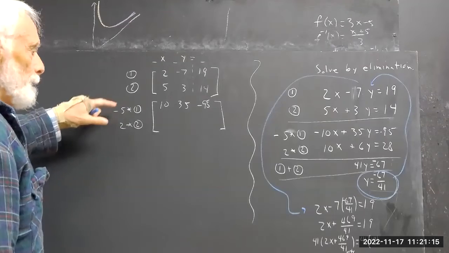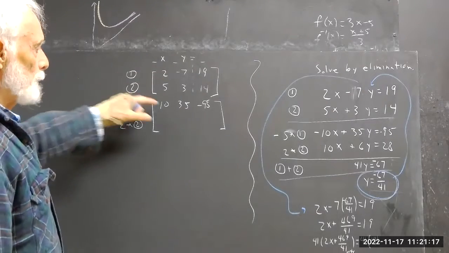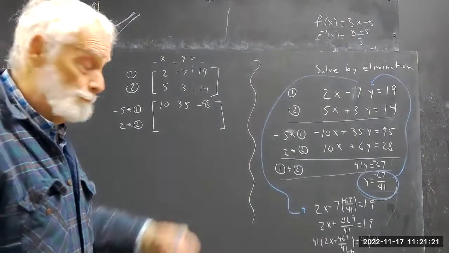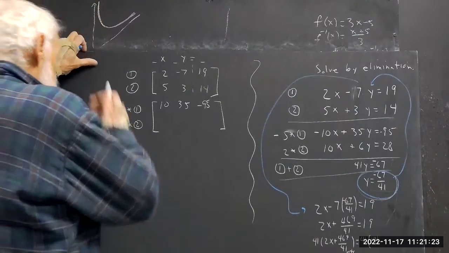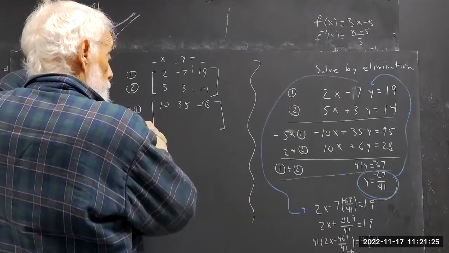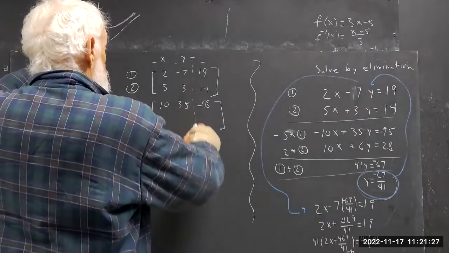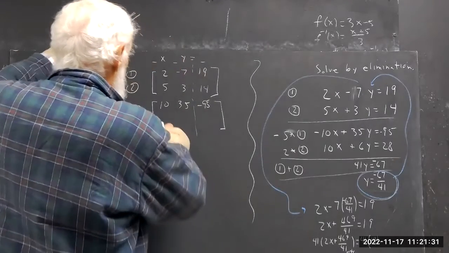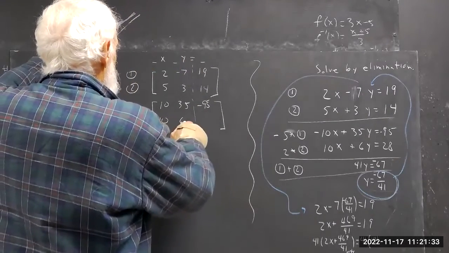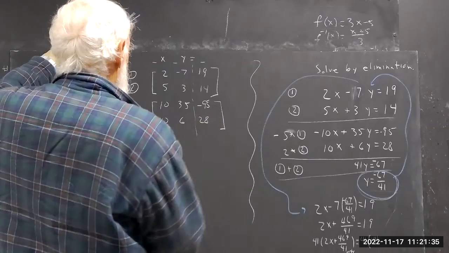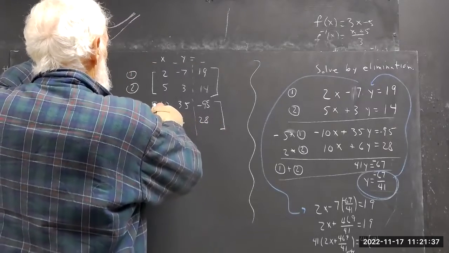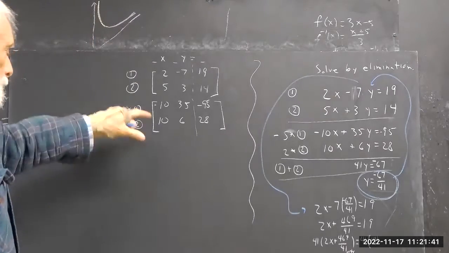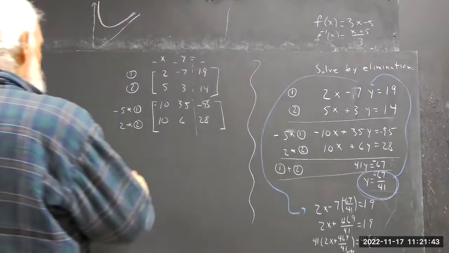Back to the idea here. We simply do the same thing to these rows that we did to these equations. We're going to get something that's going to represent our solution. Okay, so 2 times the second row, just looking at the numbers now, we have 10, 6, and 28. And let's actually be negative 10. Okay. Got all my signs right.